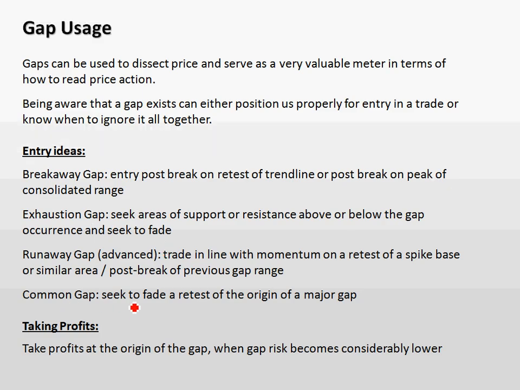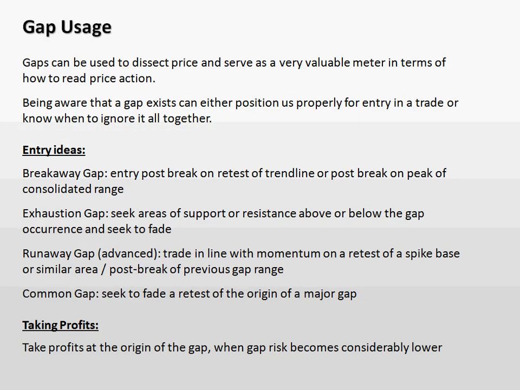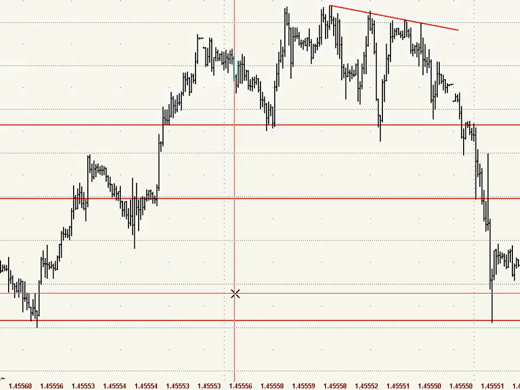Common gap, seek to fade a retest of the origin. The major gap, sort of the same thing that we've been talking about from the beginning here, and taking profits, take profits at the origin of the gap when gap risk becomes considerably lower. So in this situation, say you're squeezing off a short here, you're taking profits when this area gets beat.